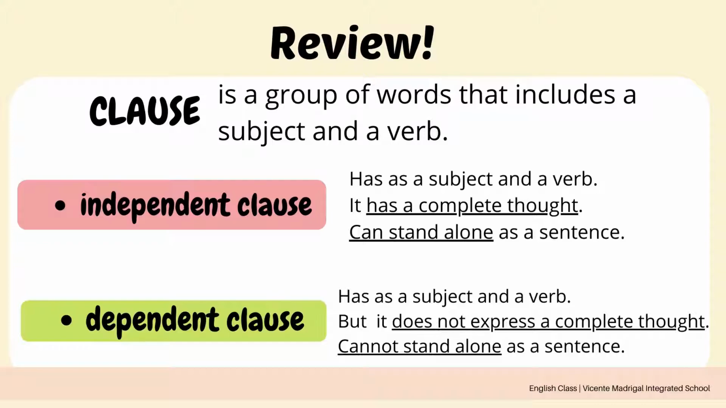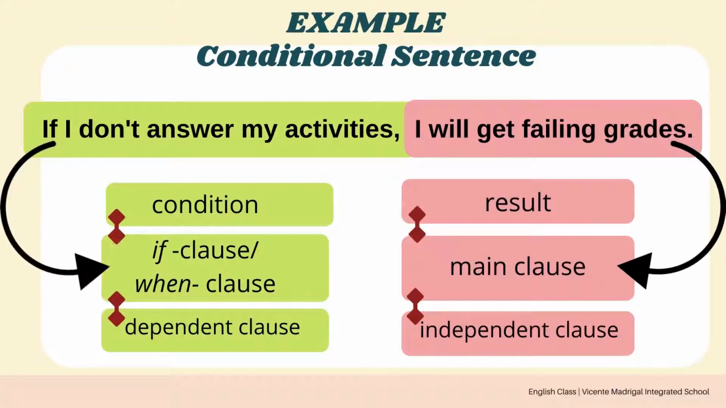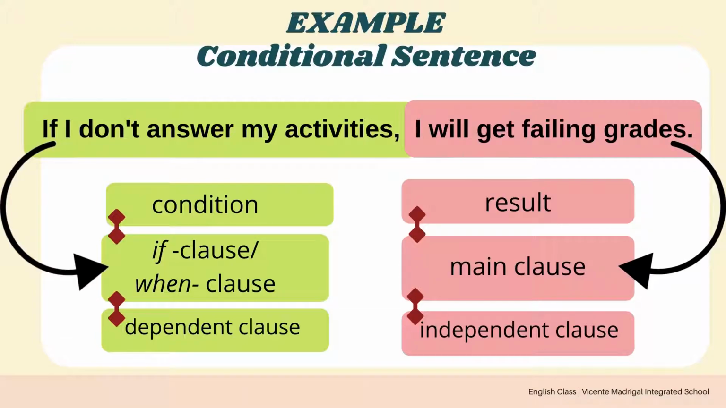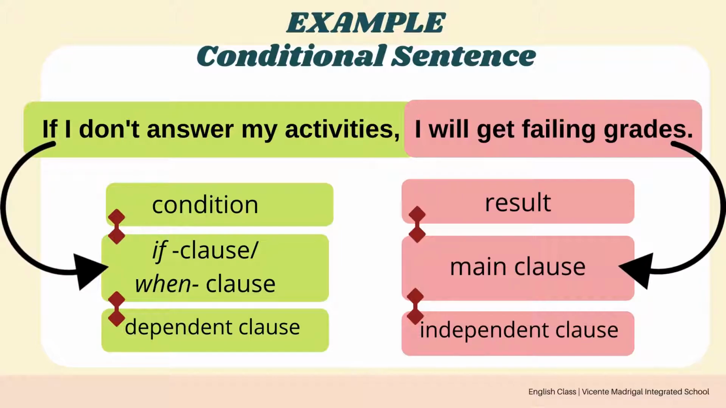To further understand this, let's take a look at this example of a conditional sentence. If I don't answer my activities, I will get failing grades. This conditional sentence is divided into two parts. The first part is the if clause. If I don't answer my activities is our condition. This is the situation or event that needs to be met, done in order for the result to happen. This is a dependent clause because it can't stand on its own.